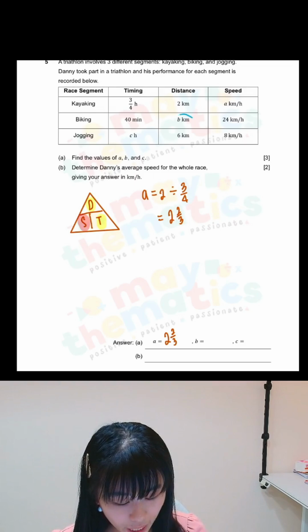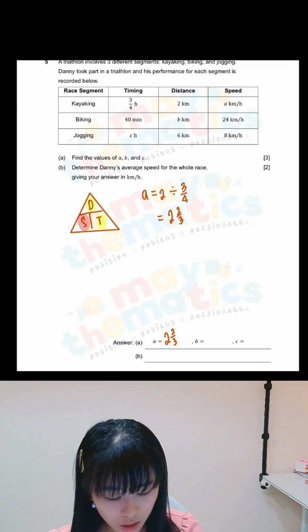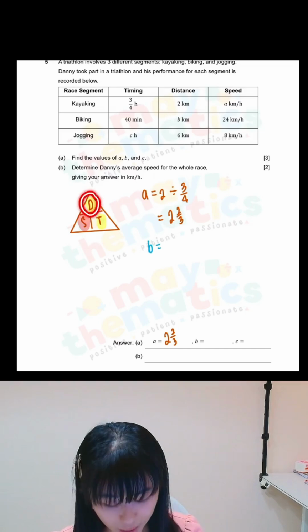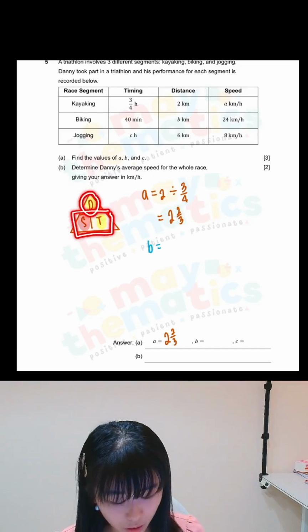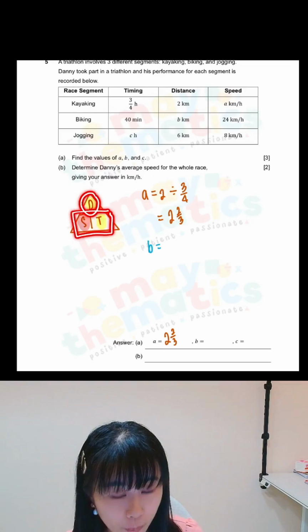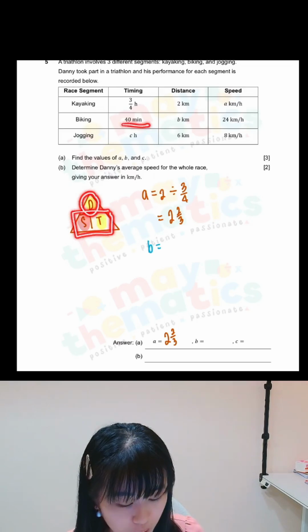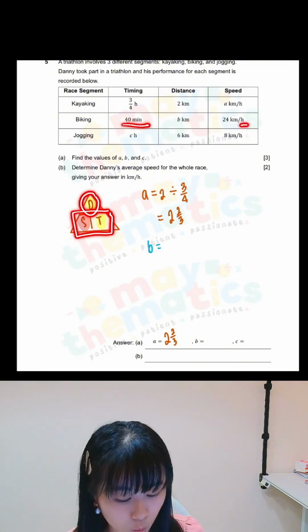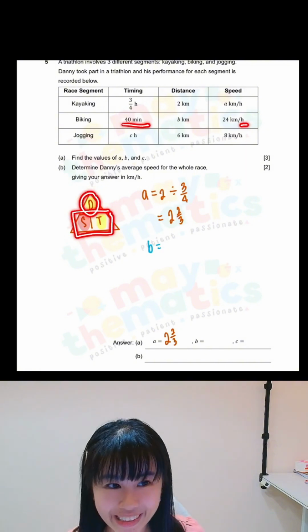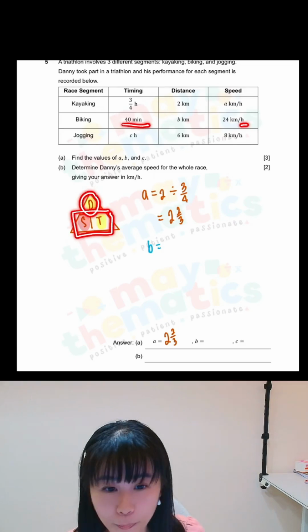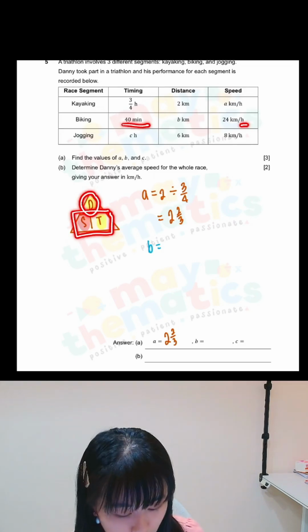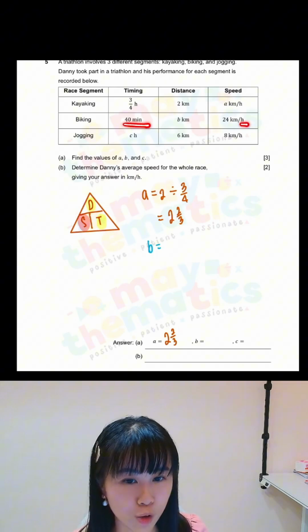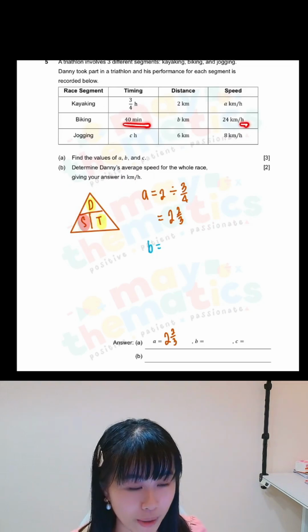Okay, next one. Biking. For biking, they ask us to find the distance. To find the distance, we must take speed times time. But this one is very tricky because your time is in minutes, but your speed is in hours. So guys, what must you do? A quick one. Before you find the distance, what must you do to this minute and hour thing first? Which one do you change? Do you change the 40 or do you change the 24 km per hour?